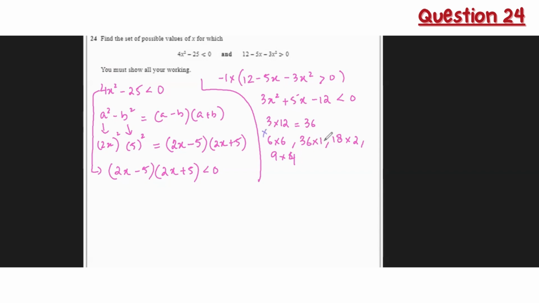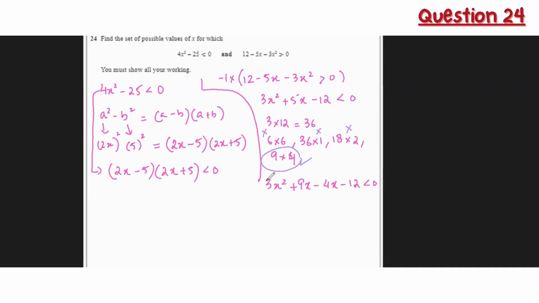36 plus 1 is 37 and 36 minus 1 is 35, so that's also out of our options. 18 plus 2 is 20 and 18 minus 2 is 16. That's also out of our options. We know 9 plus 4 is 13, but 9 minus 4 is 5. So this is the one that we choose. We're going to replace 5x with 9x and 4x. That's going to be 3x squared plus 9x minus 4x minus 12 less than 0.